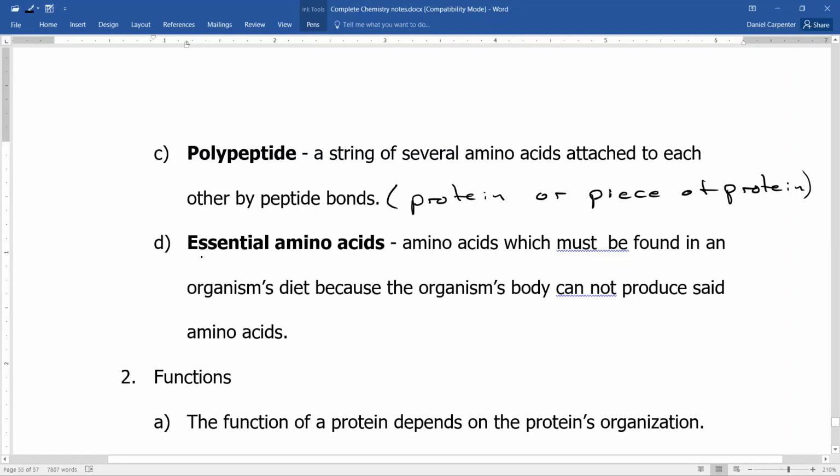All right, essential amino acids must be found in your diet because your body can't produce that amino acid. Plants can make their own amino acids from scratch. Animals can't, or at least animals can't make all of them. So if you can make it yourself, it's not an essential amino acid. If you can't make it yourself, it is an essential amino acid.